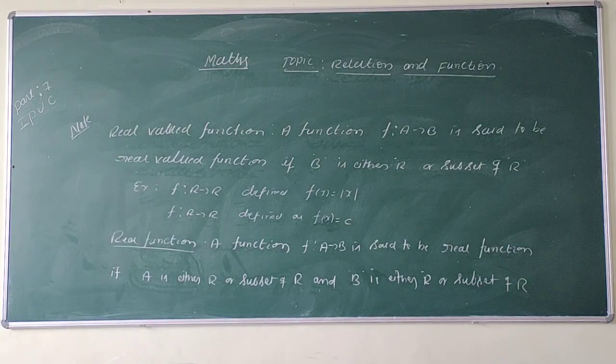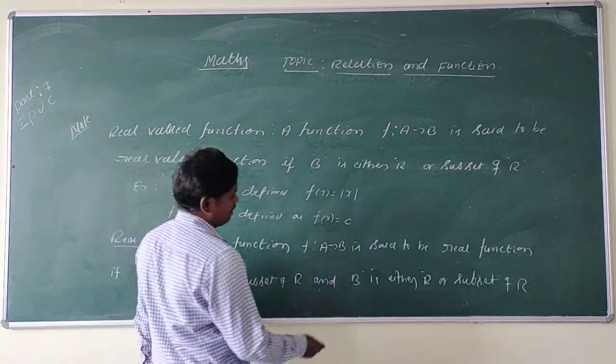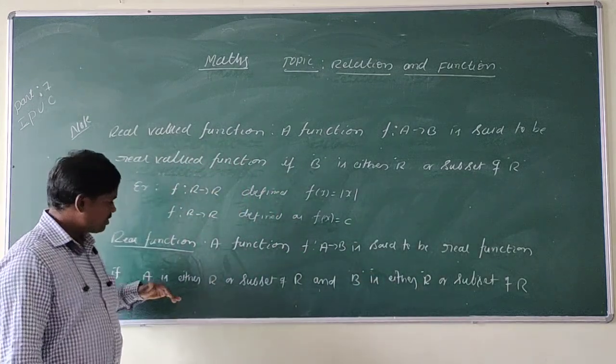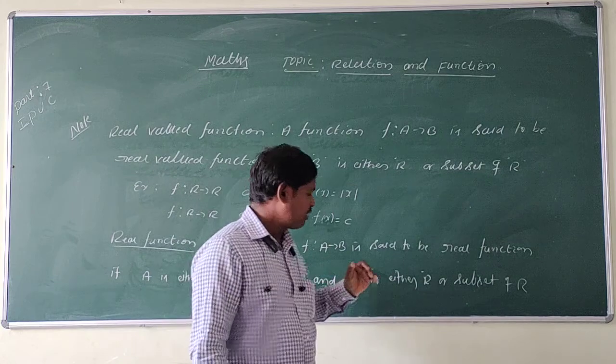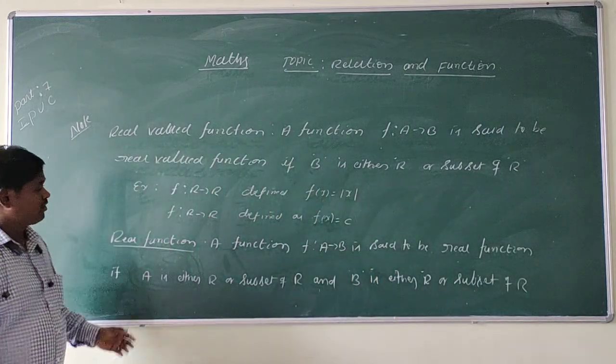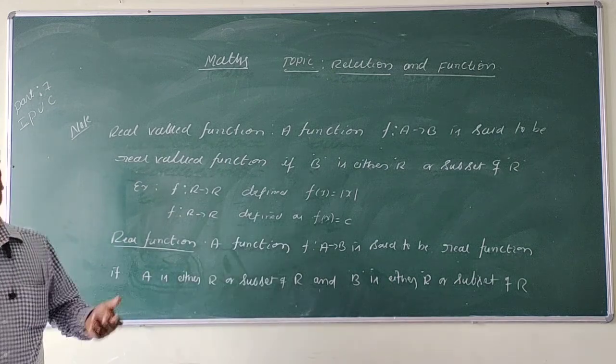Once again, a function f, a mapping from A to B, is said to be a real function if A is R or a subset of R, and B is either R or a subset of R. So here both A and B are R or subsets of R. Therefore, such functions are called real functions.